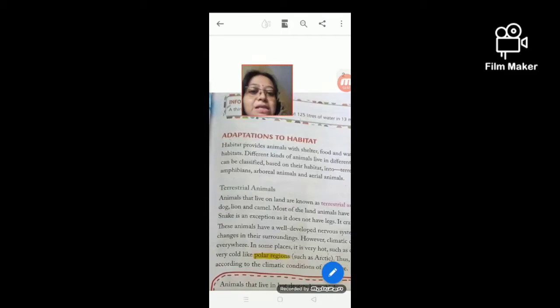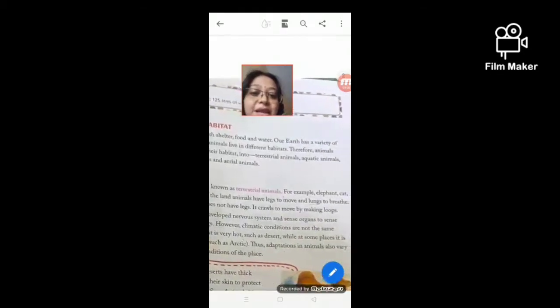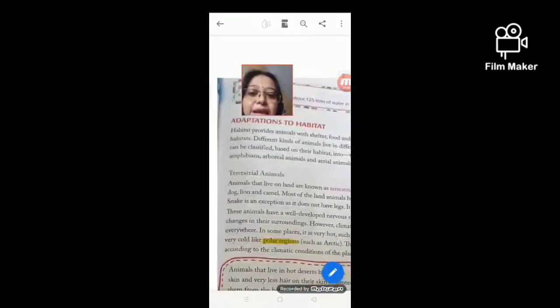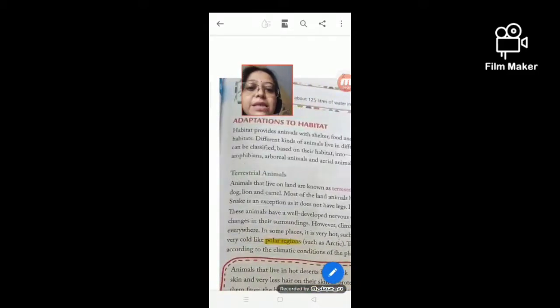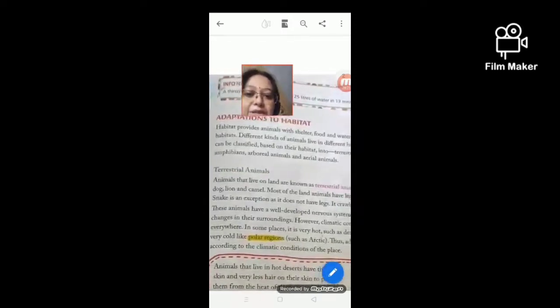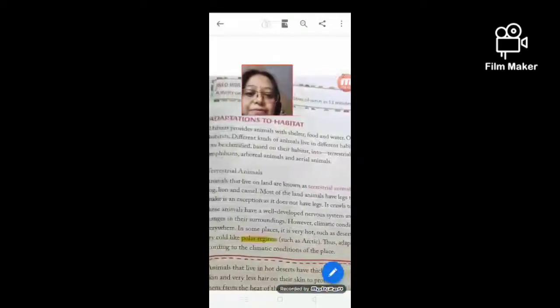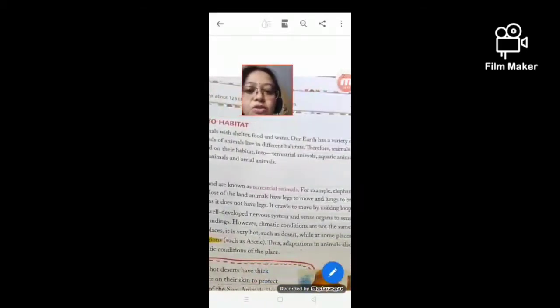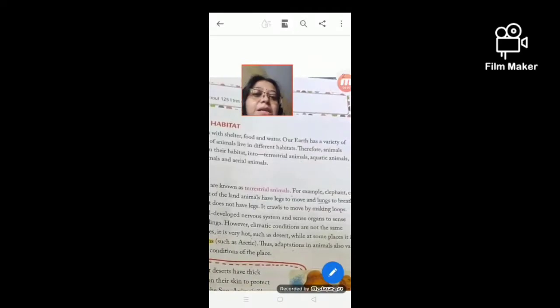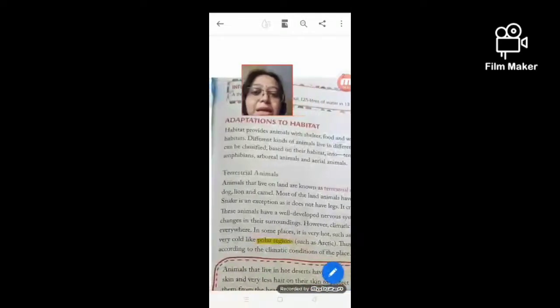What are those? Terrestrial animals, aquatic animals, amphibians, arboreal animals and aerial animals. So, they can be divided into five.